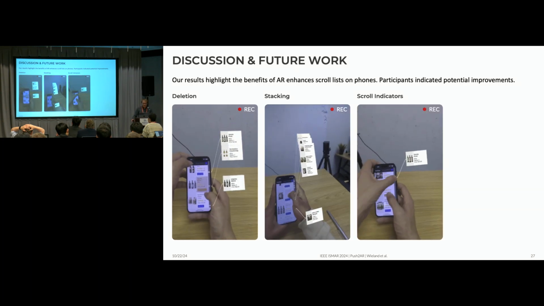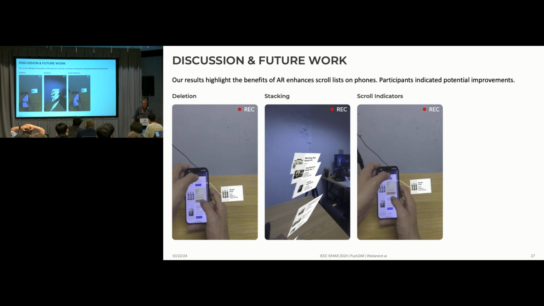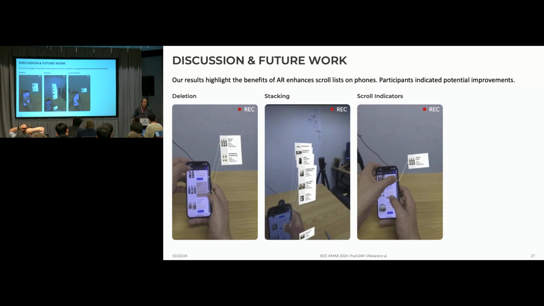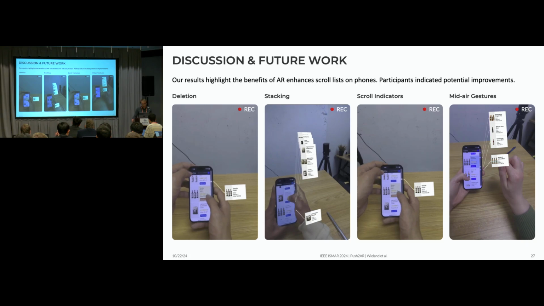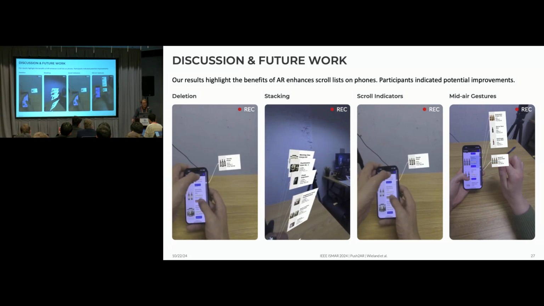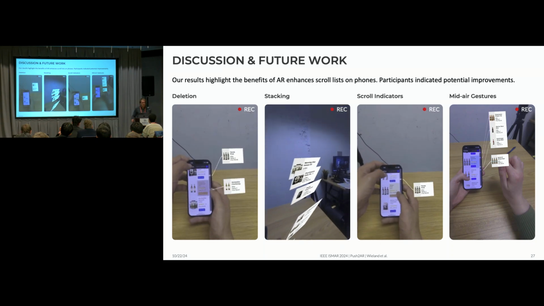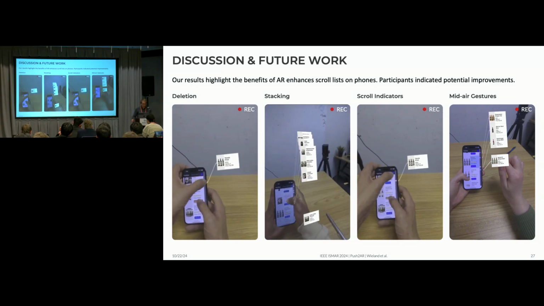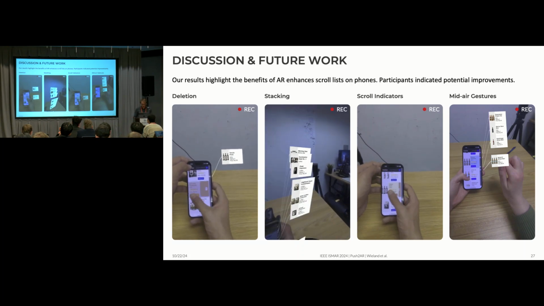And while many participants also positively highlighted the scroll indicators and the quick scrolling, some said that these indicators were too small and hard to tap. To solve this issue, participants requested to be able to directly interact with the AR items, for example, via mid-air gestures. And this could also help with quickly jumping to items, scrolling through them, deleting them, or adding them to the cart directly via a gesture.